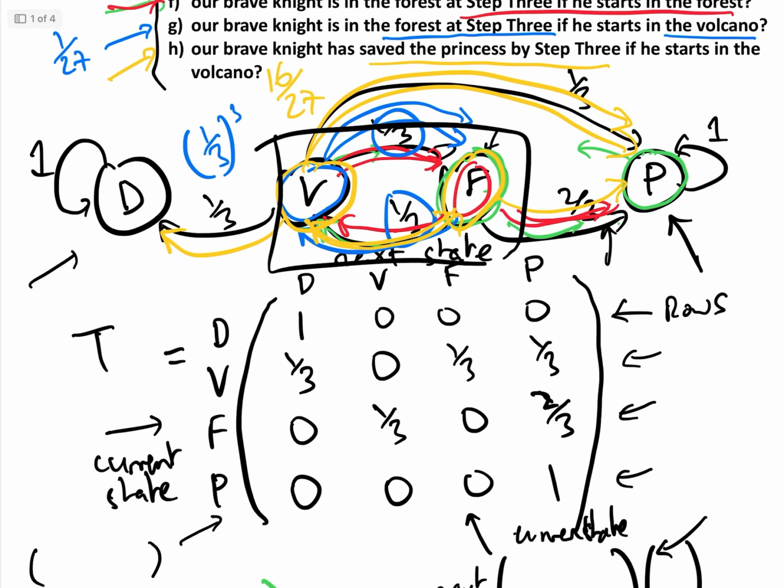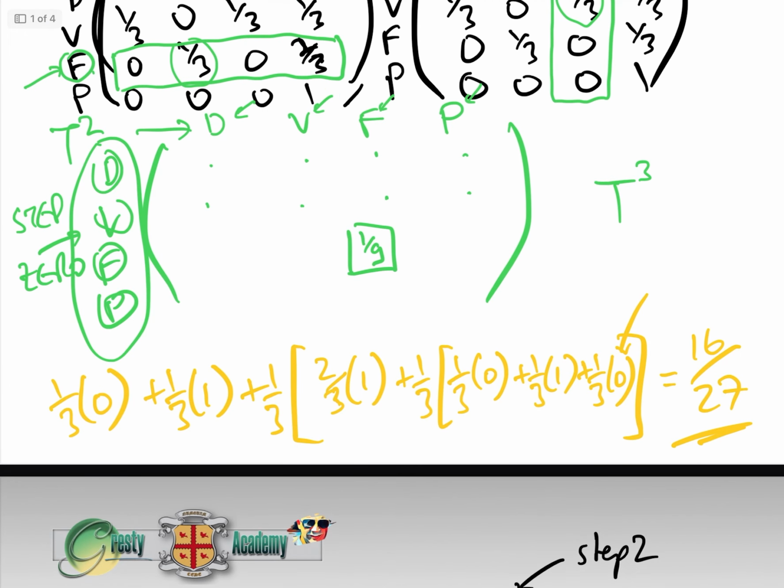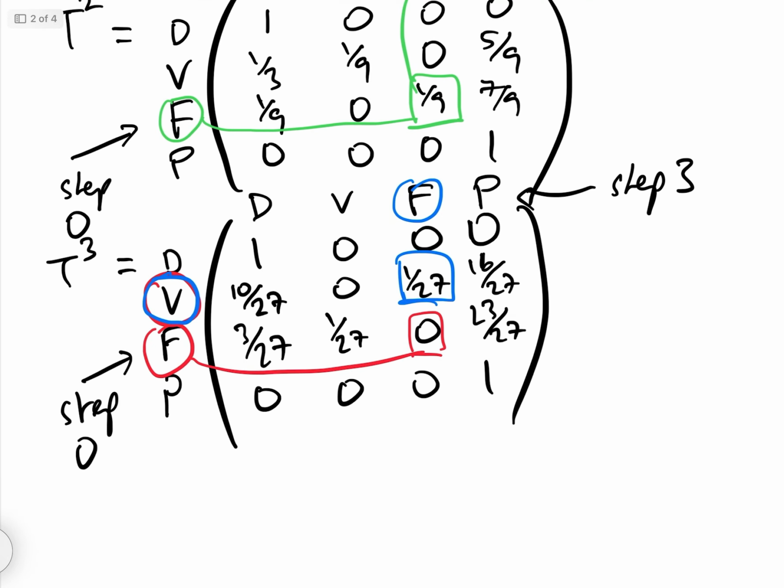And finally, what is the probability that by step 3 he has already saved the princess, given that he started in the volcano, and we did that one in yellow. Okay, so let's get a yellow pen. Given that he started in the volcano, what's the probability that he has saved the princess? Well, there it is, 16/27, which is exactly what we got by doing it by hand.